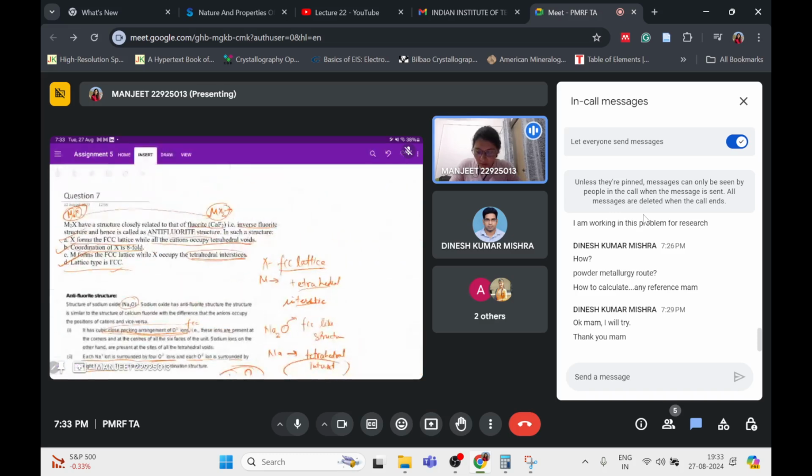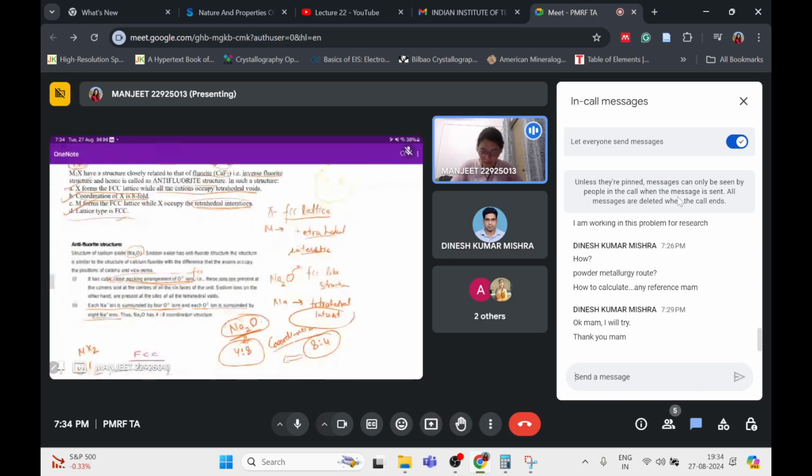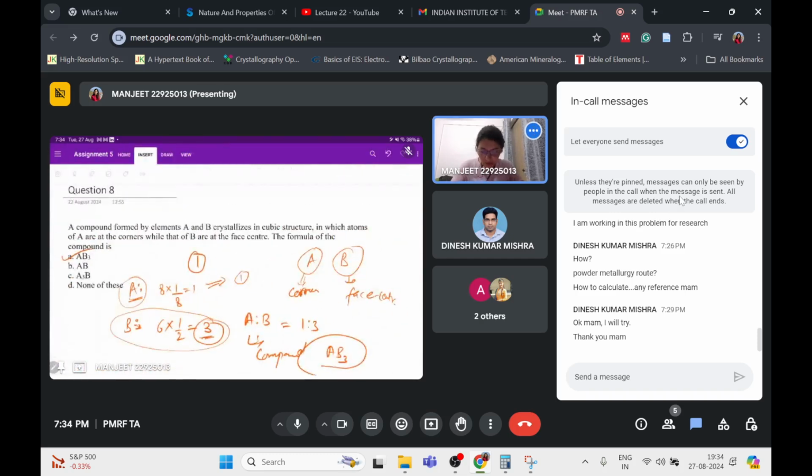In question number 7, it is the antifluorite structure, and you have to tell the coordination number. As we have already discussed, for fluorite the coordination number for cation and anion is 8:4, and for antifluorite it is 4:8. They also have X occupying the FCC lattice, because both have an FCC lattice. In question number 8, I already told you where the atoms are sitting, so you have to find the formula. If A and B are at those positions, you can easily calculate the effective number of atoms in that unit cell.